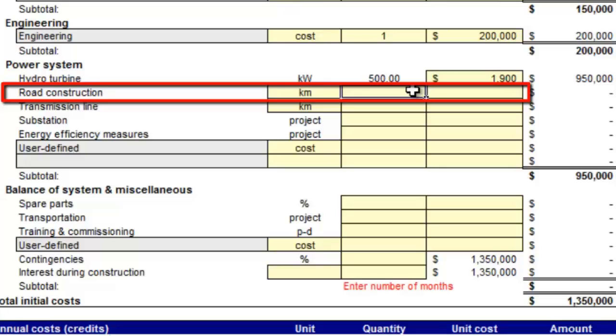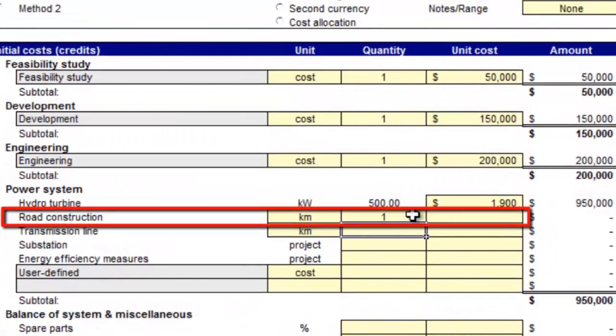The site is located near existing roads and only a permanent access road of approximately 500 meters is required. So we will enter 0.5 as the quantity in kilometers. The estimated cost is $40,000 per kilometer, which we will enter as the amount. Note that the RETScreen input value does not display decimals in the cell itself, only in the formula bar, so we'll need to double check that the correct values have been entered.